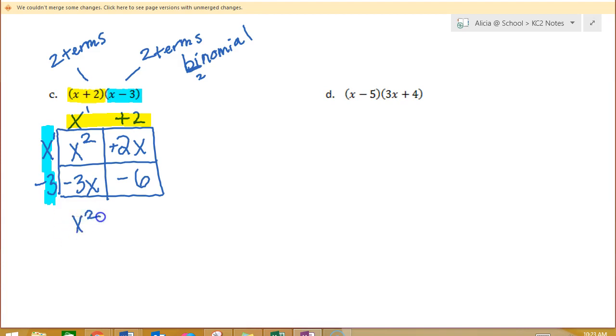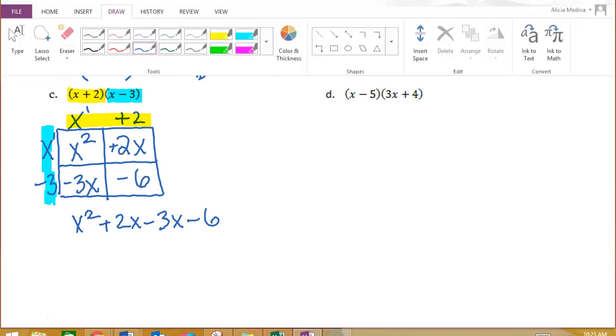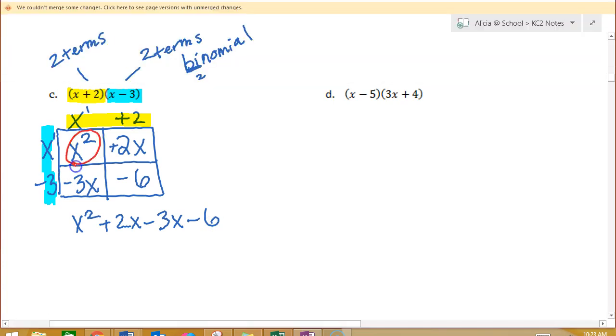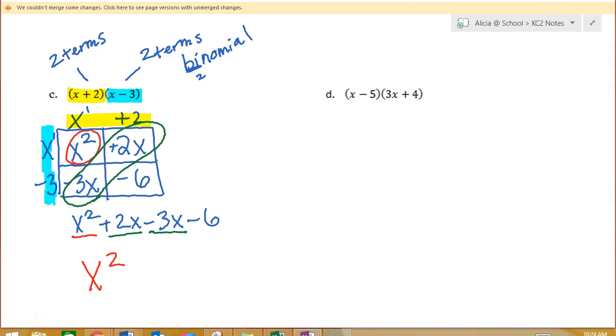I see an x squared, I see a positive 2x, I see a negative 3x, and I see a negative 6. What we will see is that top corner is always going to have that highest degree, x squared, which repeats itself right there. I'm going to bring that highest degree down, and there's no other terms that I can combine there. When I look at the next terms, I see that positive 2x and that negative 3x. Those are like terms, and you will always see those like terms in our diagonal. So negative 3x and our positive 2x makes a negative 1x.